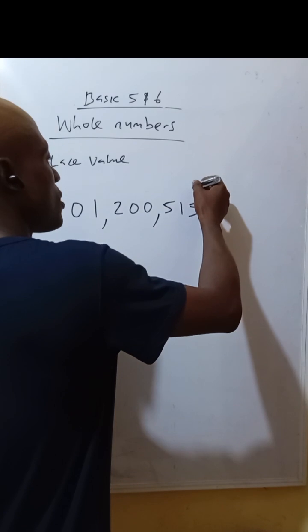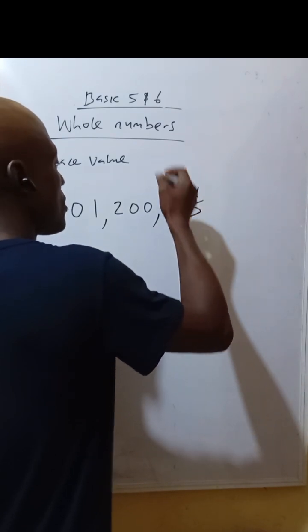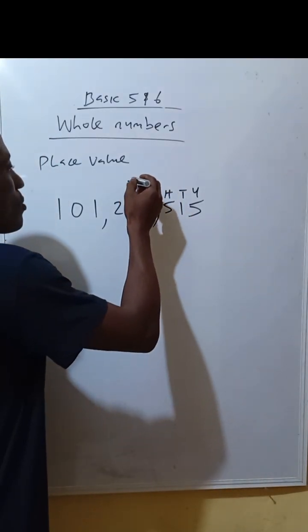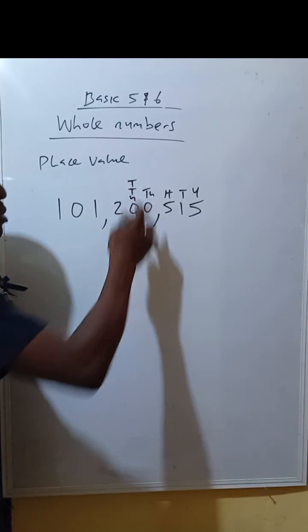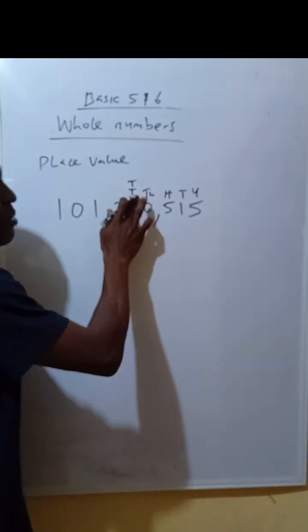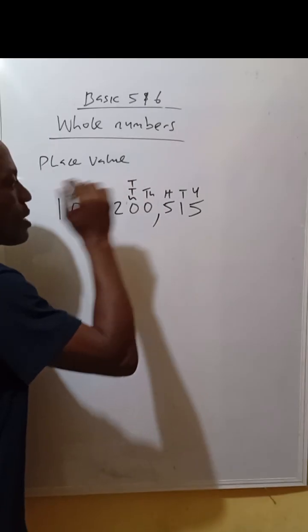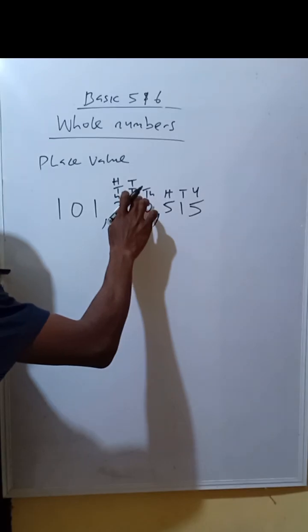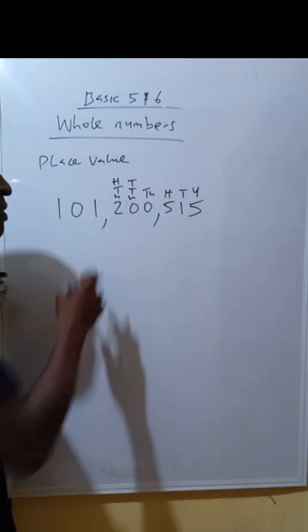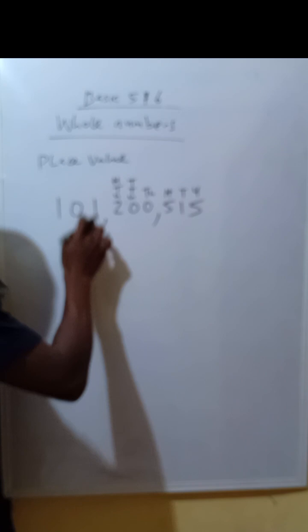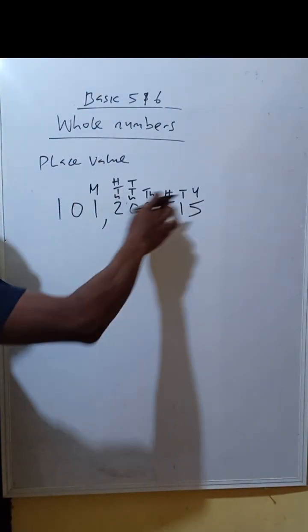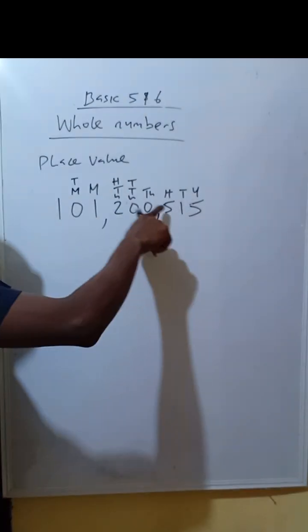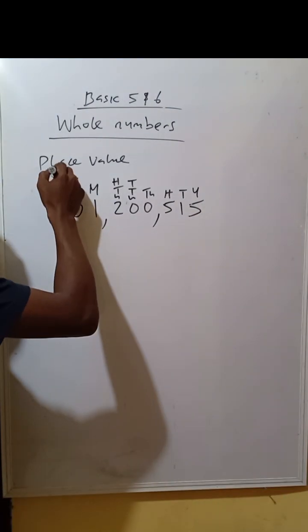This is units, tens, hundred, thousand, 10,000. Let me write it this way: 10,000. You might not be used to it, but I can write it this way. Then 100,000. Then after 100,000, don't forget you go to million. Then after million, 10 million. And after 10 million, you go to 100 million.